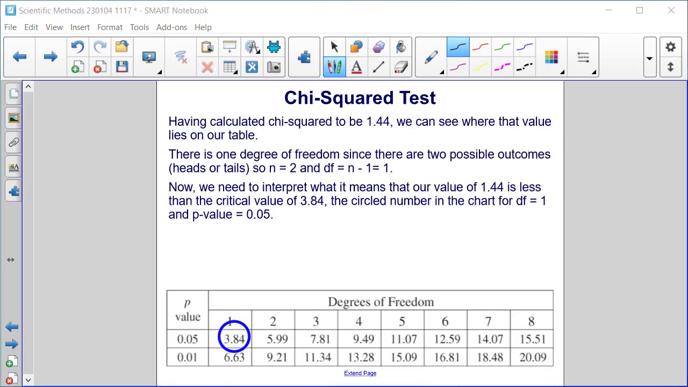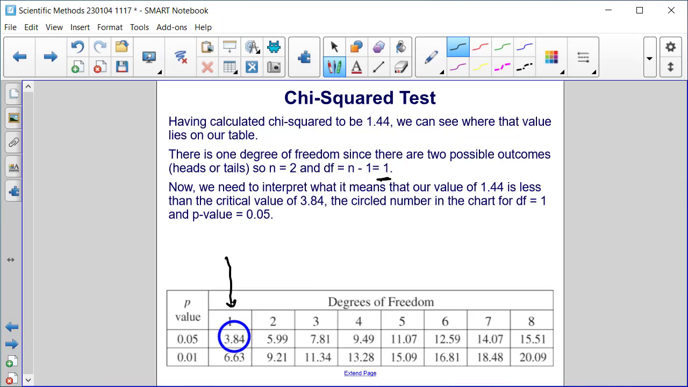Having calculated chi-squared to be 1.44, we can see where that value lies on our table. There is 1 degree of freedom since there are 2 possible outcomes, heads or tails. So n equals 2, and degrees of freedom is n minus 1 or 2 minus 1, which means 1 degree of freedom. So in our chart, we're going to look at this column where we have 1 degree of freedom.